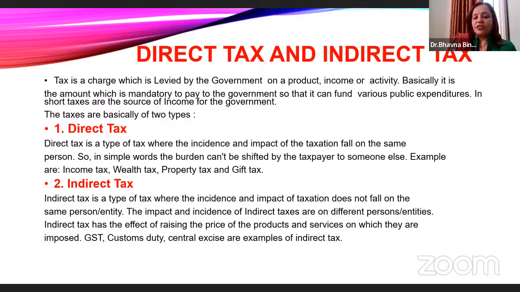The impact and the incidence of the indirect taxes are on different entities, so it is called indirect taxation. Basically, the consumer is paying the tax and the supplier is paying the tax on behalf of the consumer to the government. So it is called indirect taxation. The best examples in India today are GST, customs duty, and central excise.